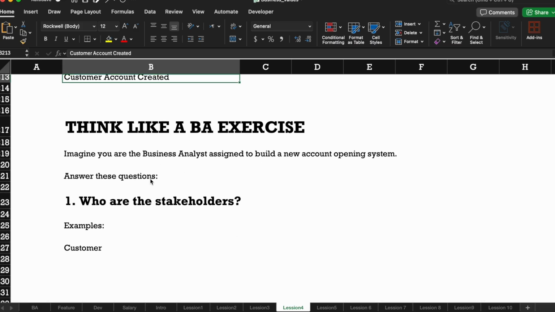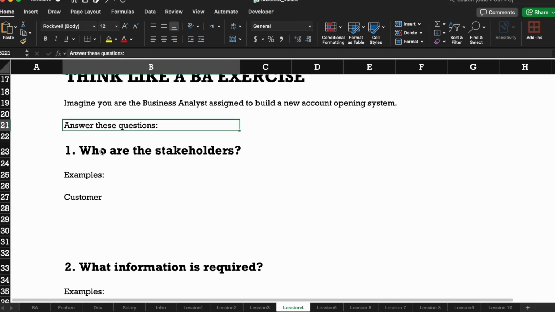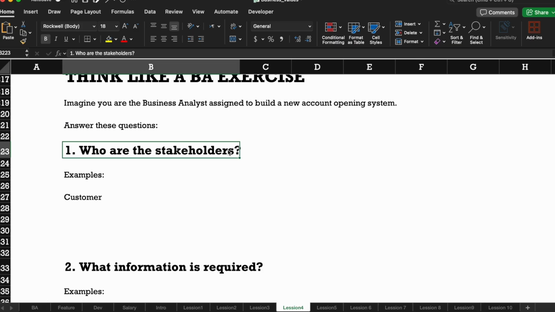So this is your homework, an exercise for you: think like a business analyst. Imagine you are a business analyst assigned to build a new account opening system. Answer this question: who are the stakeholders? You can go to your mobile banking if you don't know, or Google search, or call customer care. You can ask this question and fill this in.